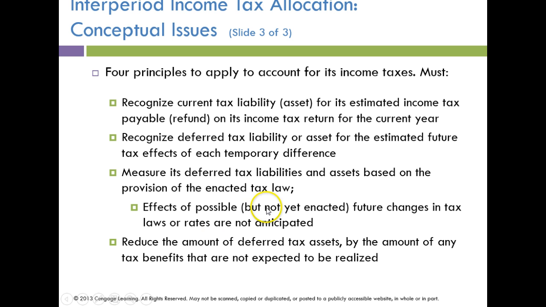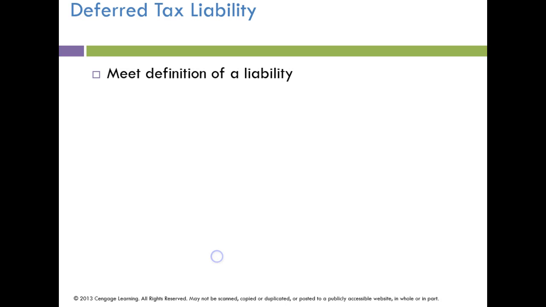There may be future changes in tax laws or rates that we know about. If we know about those changes and we're aware of the income associated with them, we need to adjust our books now to take those into account. If we don't know about them, what can we do about it? Nothing, until we know about them. Then we make the changes.